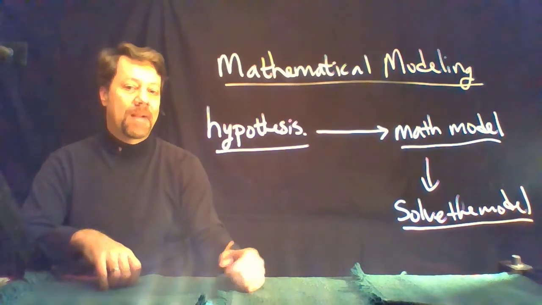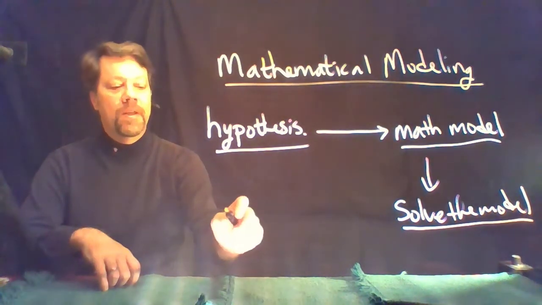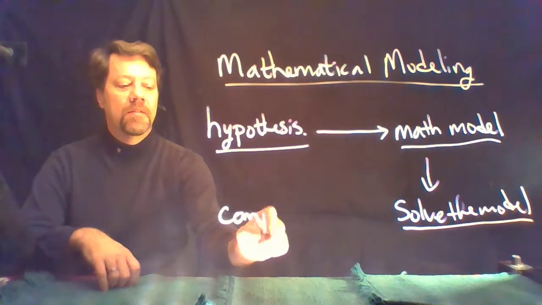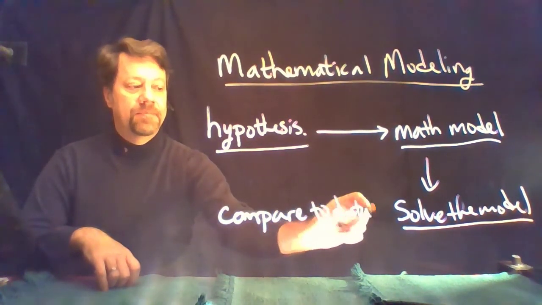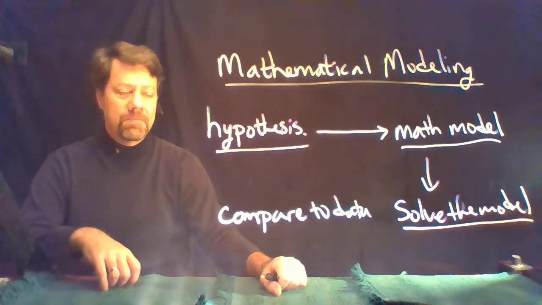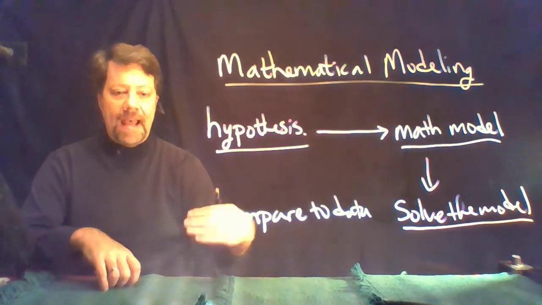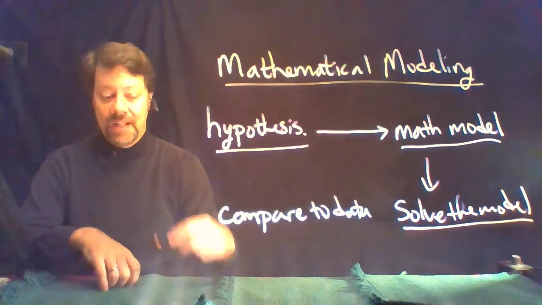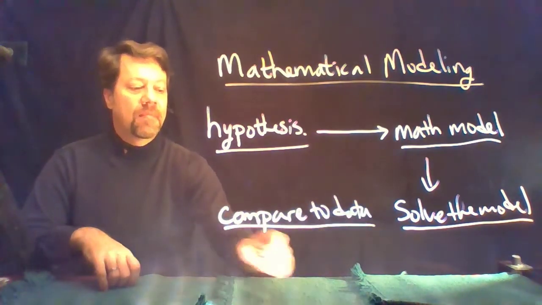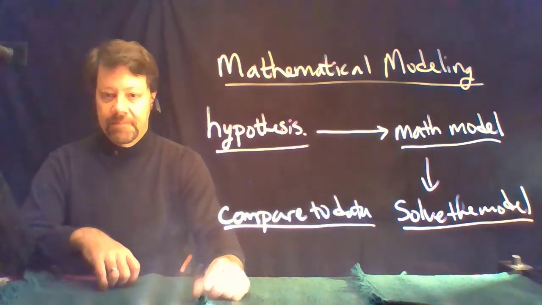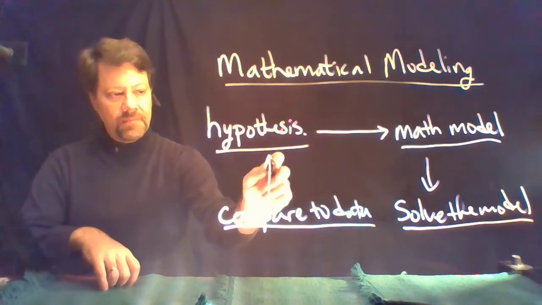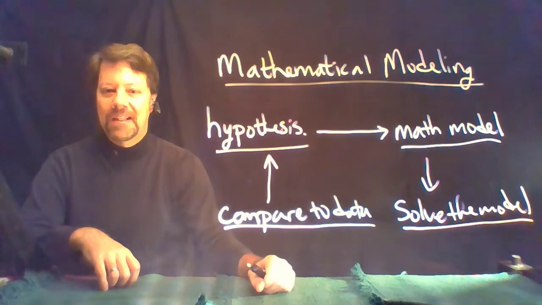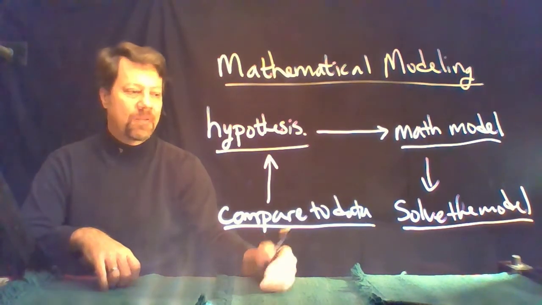Once we have that mathematical model solution, we then compare to data. Does this solution accurately model what it is intended to model? And if it does, then we're done. If not, we need to go back up and make a more informed hypothesis based upon what we've seen.